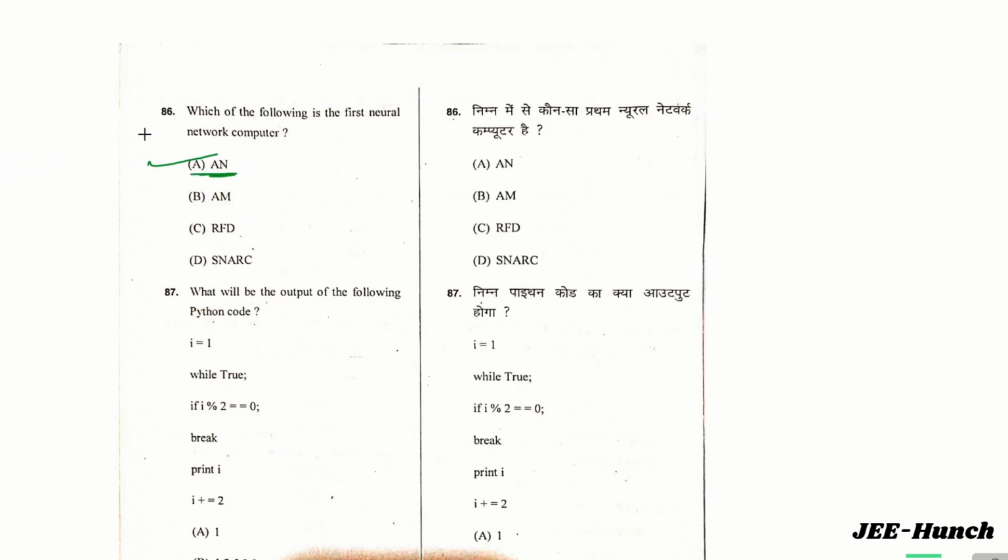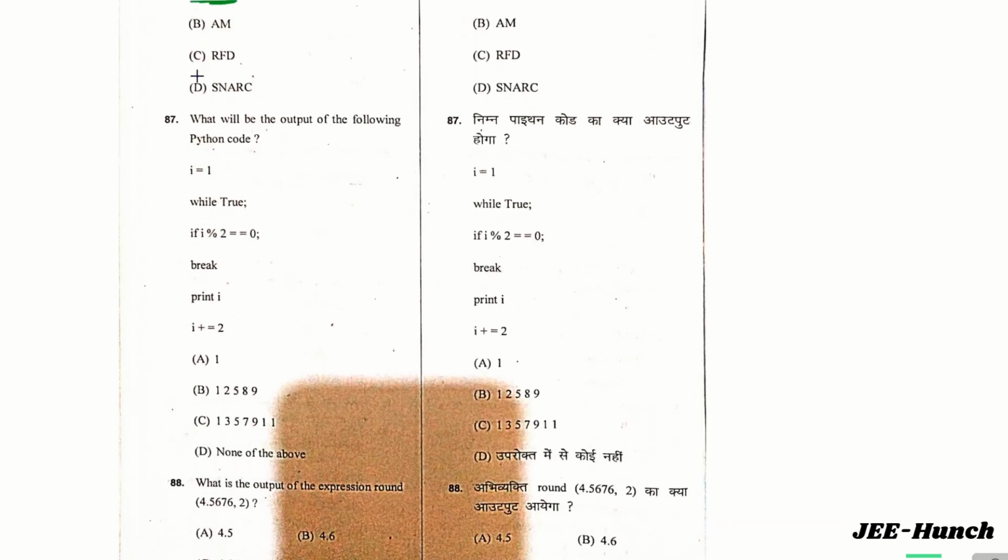Okay, next. Question number 87. What will be the output of the following Python code? So this is our Python code 20. I is equal to 1, while true, and if I percent 2 is equal to 0, break, print I, plus is equal to 2. So the answer is 12589.